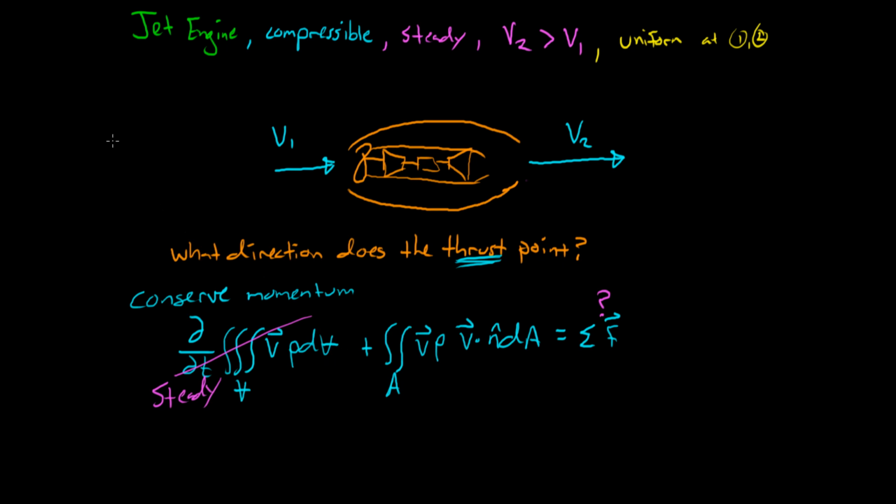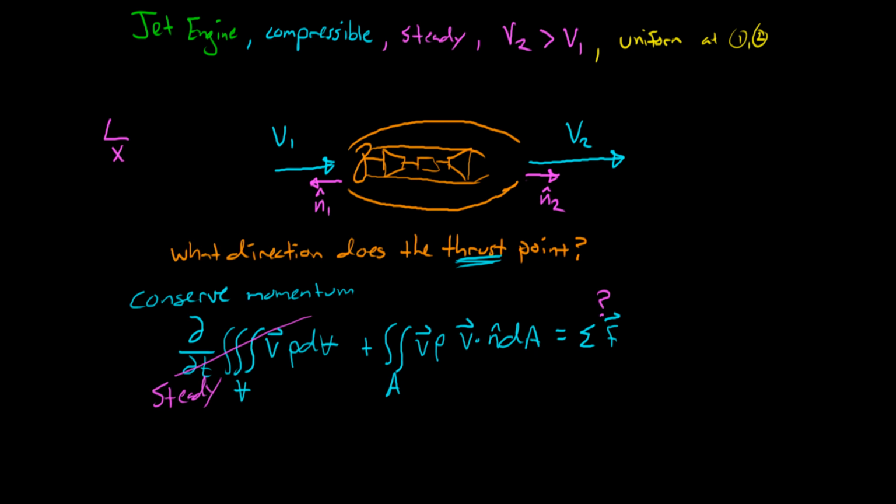And so we need a few things. First off, we need a coordinate system. Let's call x that way, to the right. Let's define some normal vectors. Remember that they always point out. So the normal vector at station 1 points to the left. The normal vector at station 2 points to the right.